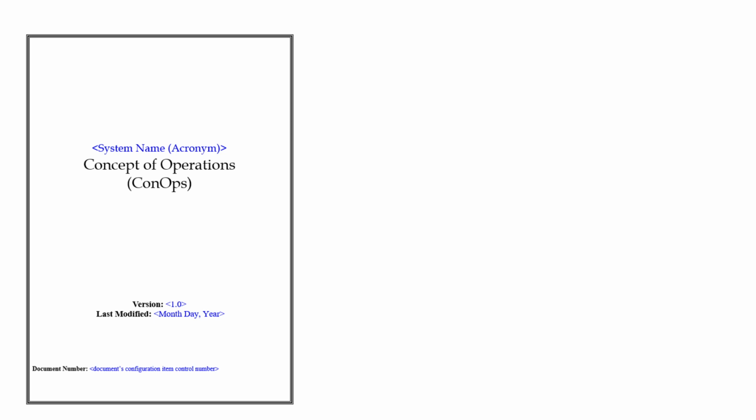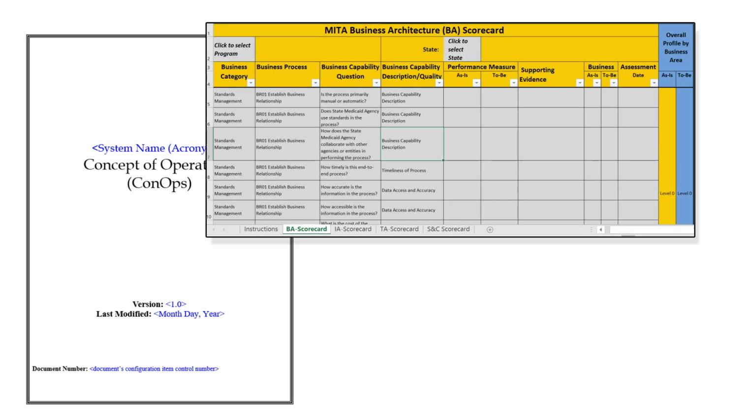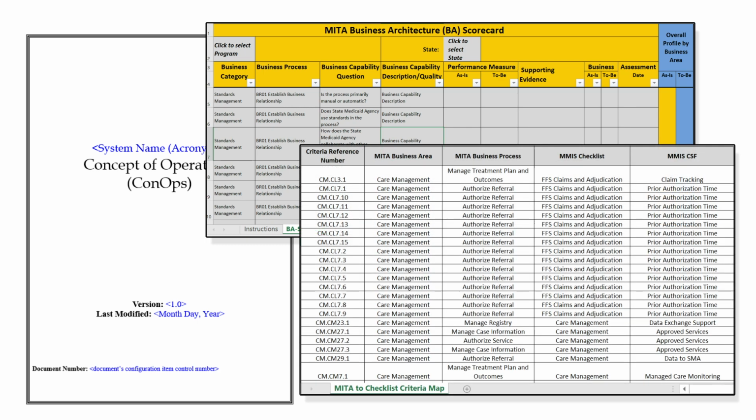This has been included as a courtesy to states which may or may not choose to use it. Appendix F is a MITA self-assessment scorecard that a state may find helpful when doing its self-assessment. States are encouraged, though not required, to use it. Appendix G maps the 2007 criteria to the latest checklists.